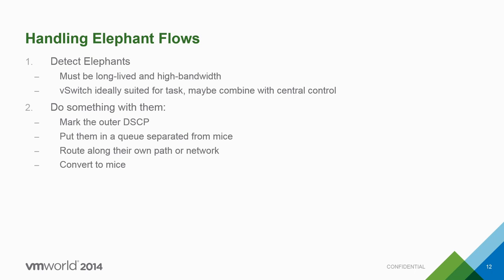Another thing we could do is route the elephants over one set of paths and the mice over a different set of paths. And there's even the possibility you could take elephant flows and chop them up into smaller flows, effectively converting elephants to mice, which is obviously something you can only do in the virtual world.